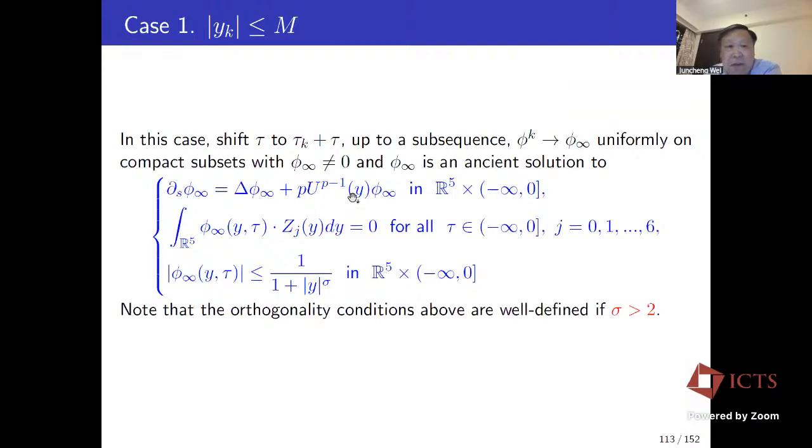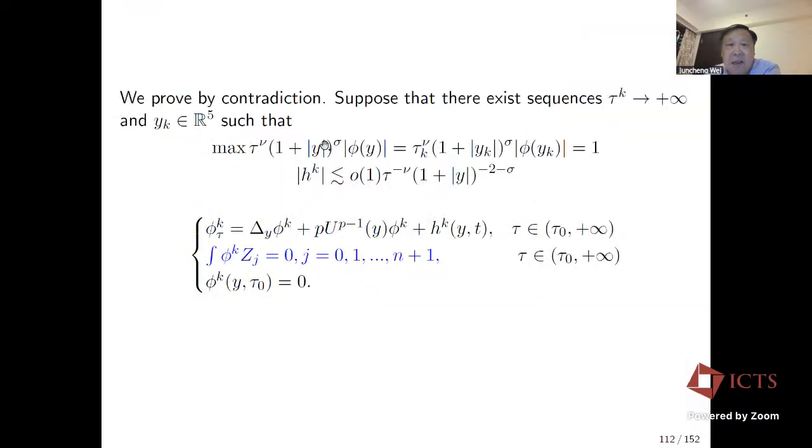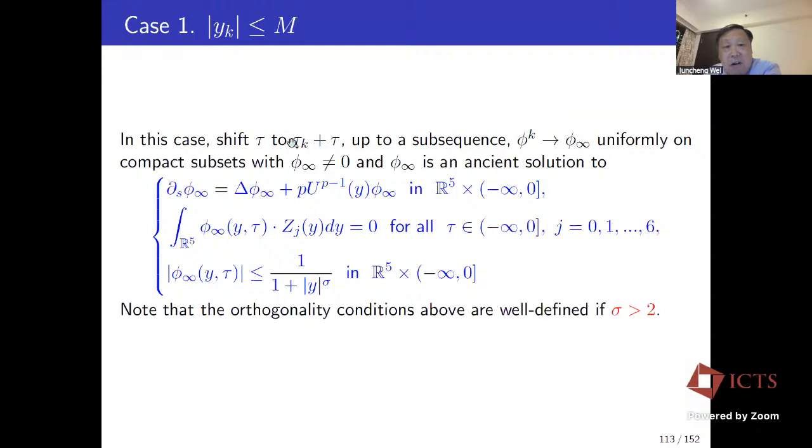So we can shift tau to tau k plus tau. First, we assume that yk is bounded. So the maximum is bounded. Now, if the maximum is bounded, then we can shift tau to tau k plus tau. You shift the time, then you take a limit. Now, this tau k goes to infinity.